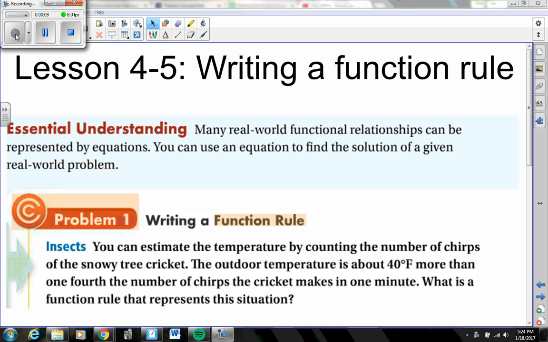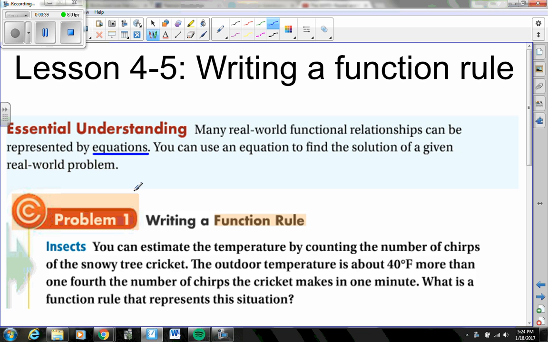In this video, we're going to be talking about writing a function rule. In our last videos, we were talking about making graphs from a function rule. And in this video, we're going to start to learn how to write our own function rules, or our own equations, based on a word problem, based on a certain situation. As it says in our essential understanding, many real-world functional relationships can be represented by equations. We can use an equation to find the solution of a given real-world problem.